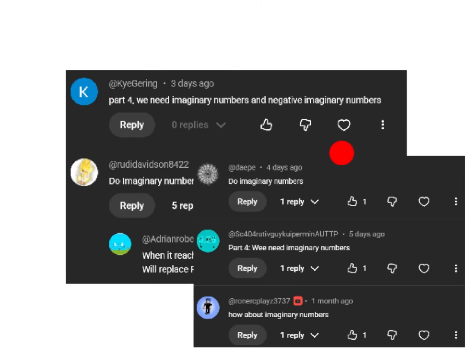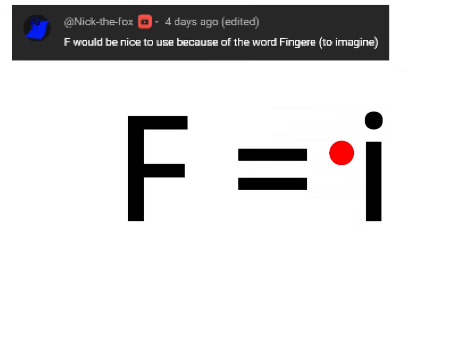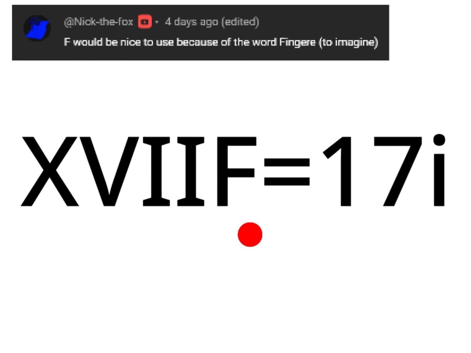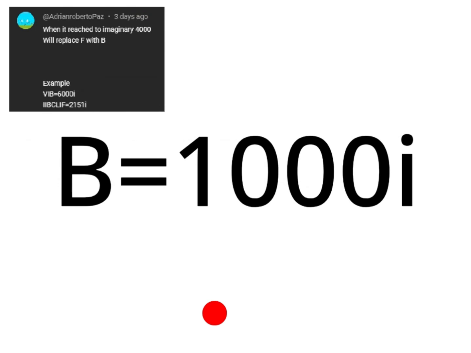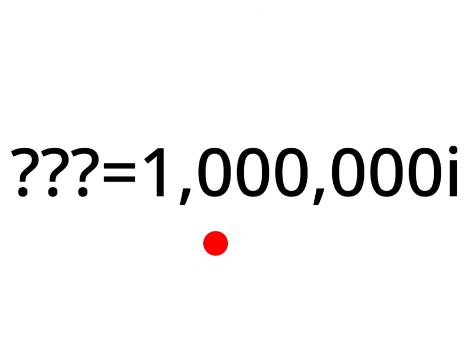Imaginary numbers. So for imaginary numbers, I had my own idea, but from what the comments said, your idea seems so much better. So we're gonna use F instead of the lowercase I that normal math uses. So we can do 17F to be 17I. And then, once we get to imaginary numbers over 1,000, then we can use B instead. So basically, 1,000I would just be equal to B. So, yeah, stuff like that.